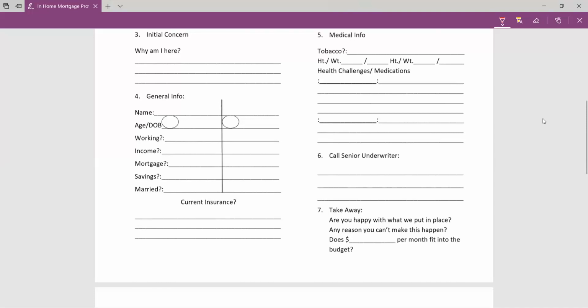Then it comes into the next basically five sections. You have your working section, your income, mortgage, savings, and then married. Honestly, like I said, this is the nuts and bolts of it. A lot of agents want to breeze through these handful of questions, or some don't even ask half of these questions. But this is really where you're going to get the foundation of what kind of plan we're talking about. Are we looking at term options, looking at payment protection plans? How is this really going to look?